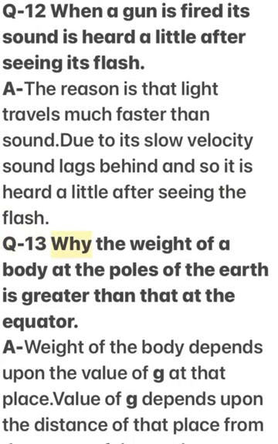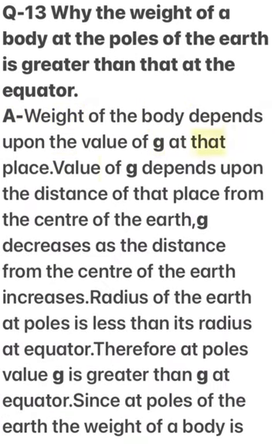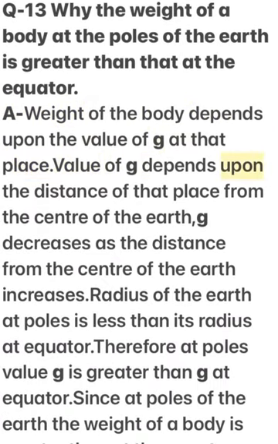Q13: Why is the weight of a body at the poles of the earth greater than that at the equator? A. Weight of the body depends upon the value of g at that place. Value of g depends upon the distance of that place from the center of the earth. g decreases as the distance from the center of the earth increases. Radius of the earth at the poles is less than its radius at the equator.